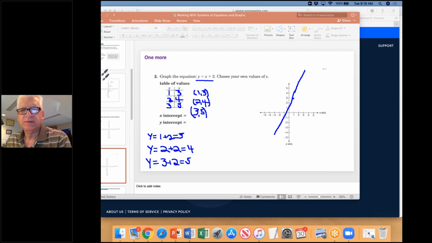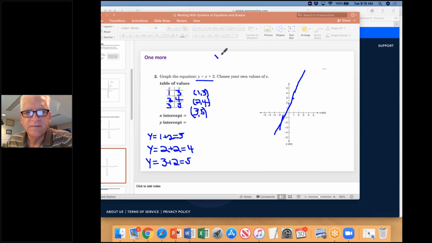So had I chosen 0 for x and plugged it in there, 0 plus 2 is 2. So this line, if it were straight, it'd actually go right through here. It's 2. And if I chose negative 3, negative 3 plus 2 is negative 1. And so it would fall right here. And that's a positive slope, right? That's a positive slope.